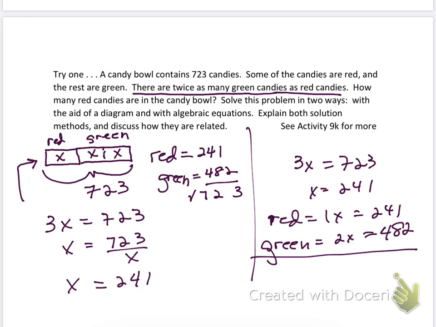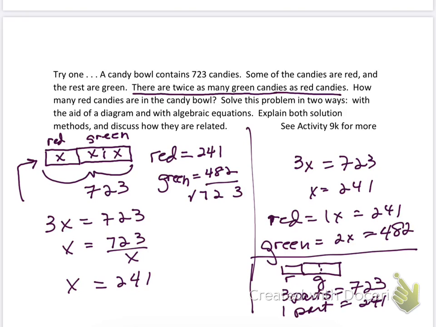Okay, so if I wanted to do a strip diagram without algebra, I would have just done this. I would have made that red and this green, and then I would have said 3 parts equal 723. So 1 part equals 241, and then I would divvy up 1 part to the red and 2 parts to the green. Okay, so that's 3 different ways you can attack that problem.